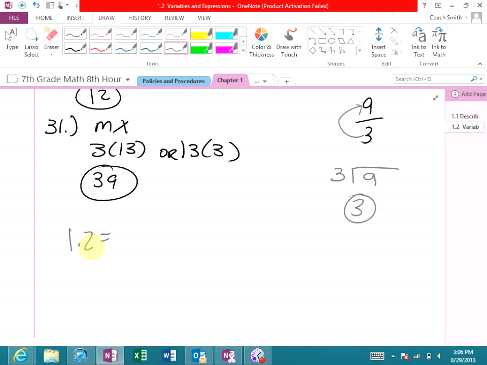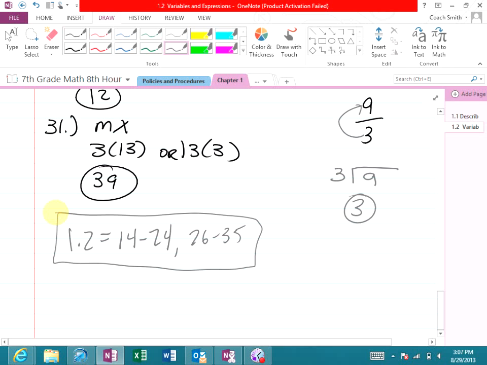What? I don't give you page numbers. Yeah. All right, 14 through 24. So that's 11 problems. And then 26 through 35. Through 35.